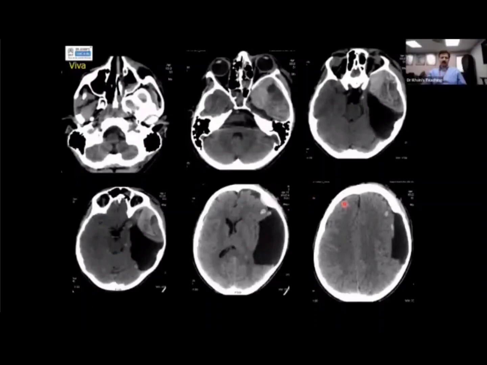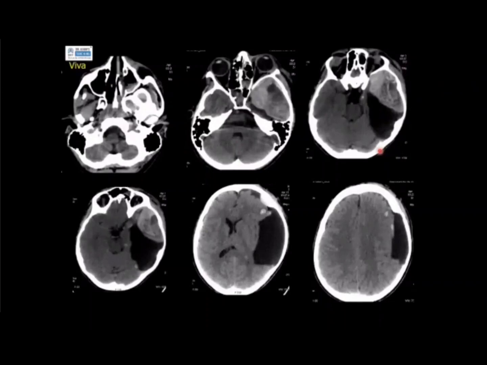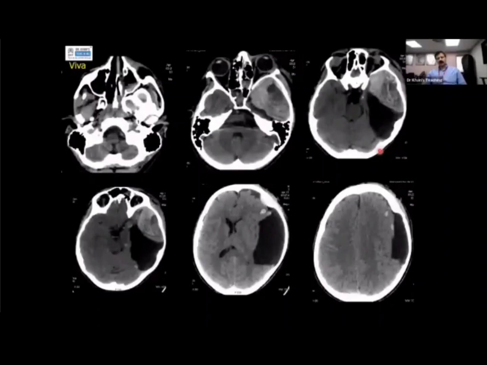So what is this? The post-traumatic sequelae. Pneumocephalus. How can you confirm that this is a pneumocephalus? When we checked the density, it was water density.